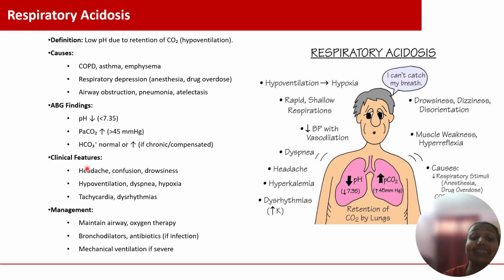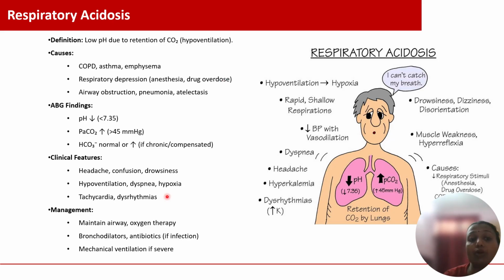And what are the clinical features? The most common causes are COPD patients, who have hypoventilation, asthma patients, emphysema patients, respiratory depression patients, meaning anesthesia or any drug overdose patients. For these patients we can also expect respiratory acidosis. Airway obstruction patients, pneumonia patients, atelectasis patients. For all these patients we can see hypoventilation, so they have a chance of getting respiratory acidosis.